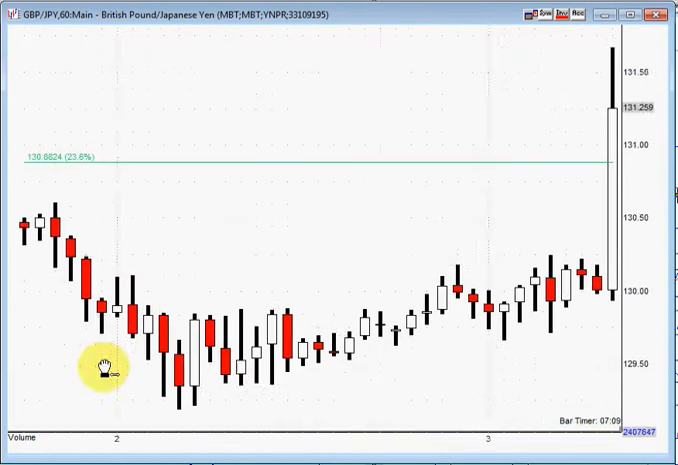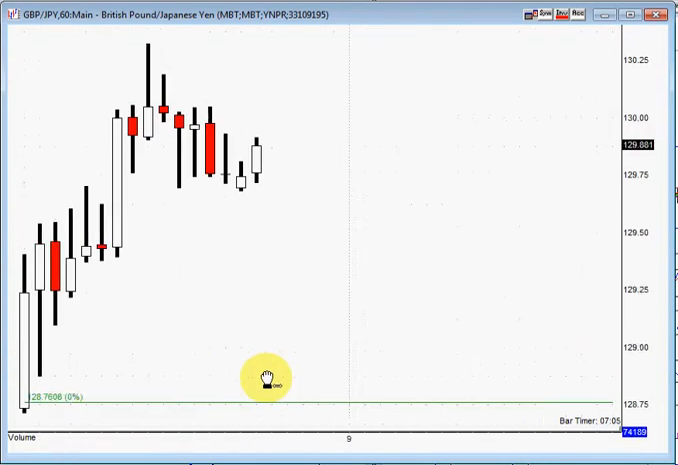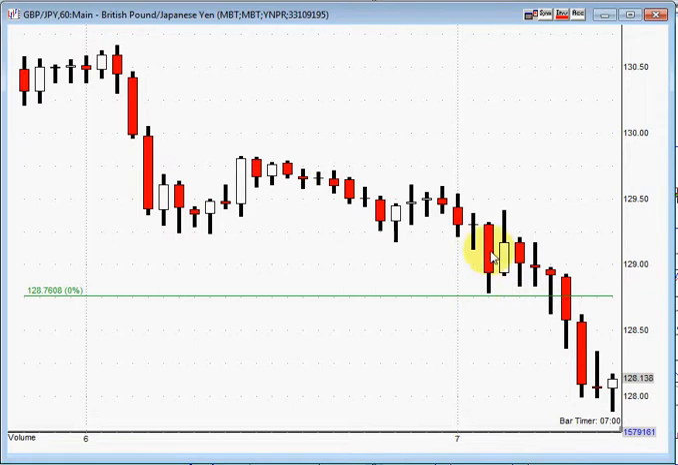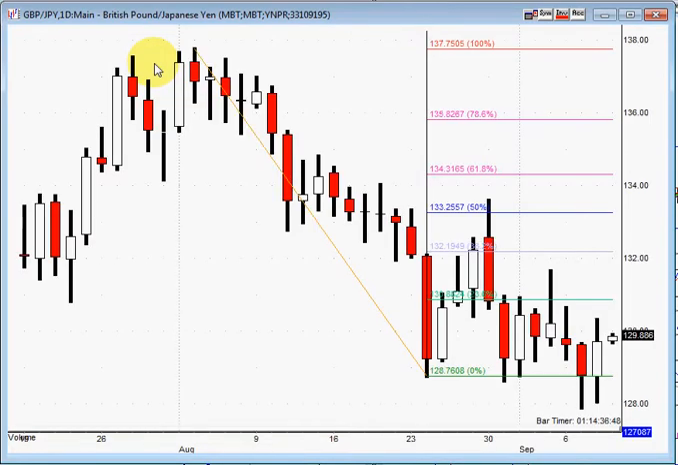Let's see here. Right there. There's an example, a descending triangle, and it was flat bottoming on the actual 128.76 line. So I like to use Fibonacci retracements. It's a great tool, especially when it's being used.